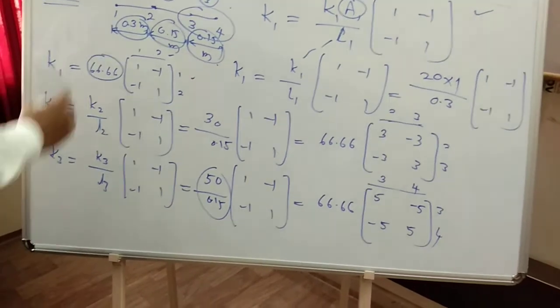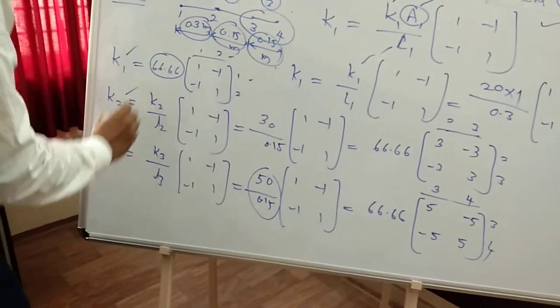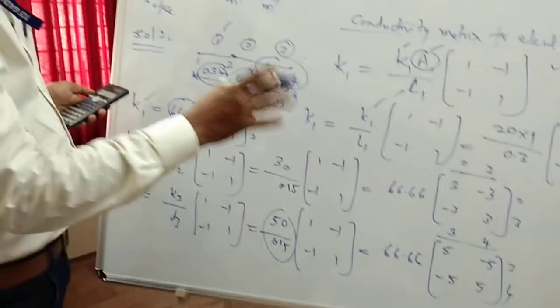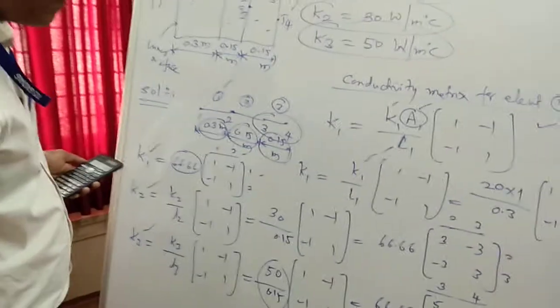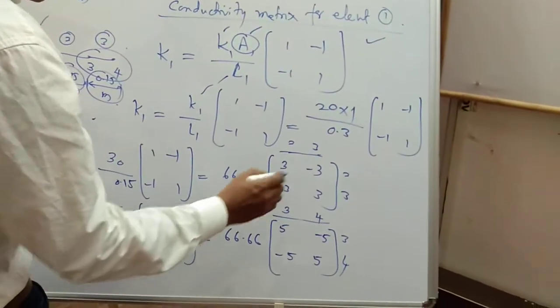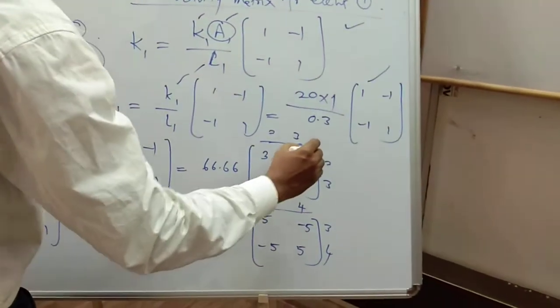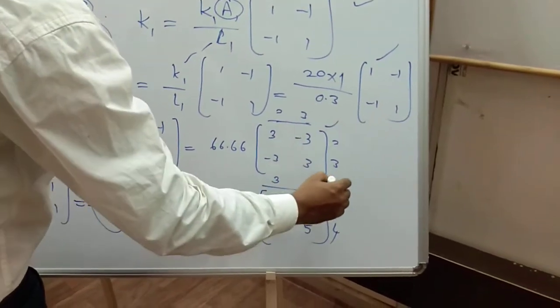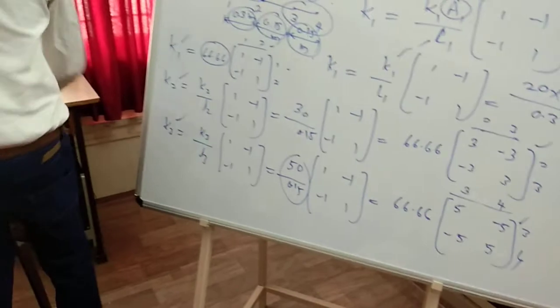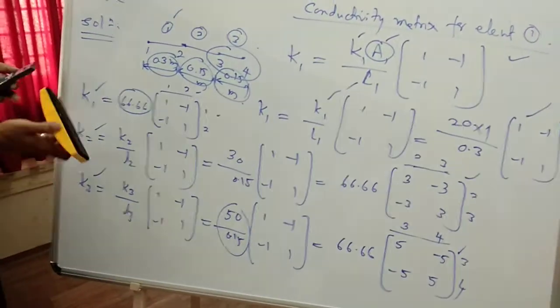Now we have determined K1, K2 and K3. Let us assemble these three conductivity matrices to get the global conductivity matrix. Now 66.66 we got common outside, and inside we have 1 for element 1, 3 for element 2, and 5 for element 3. Now let us find the global conductivity matrix.